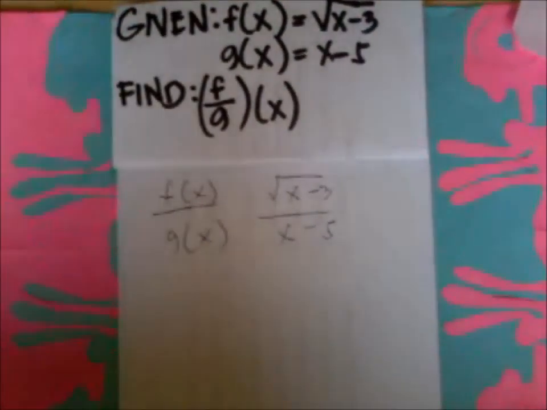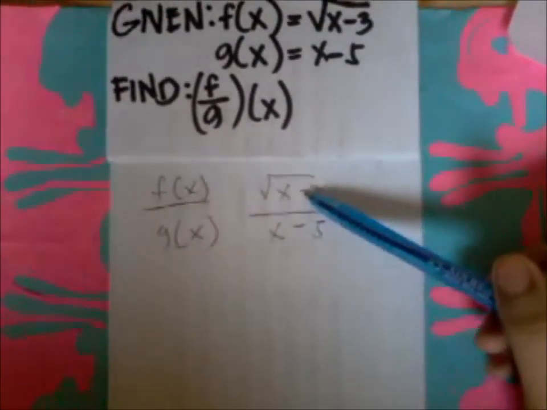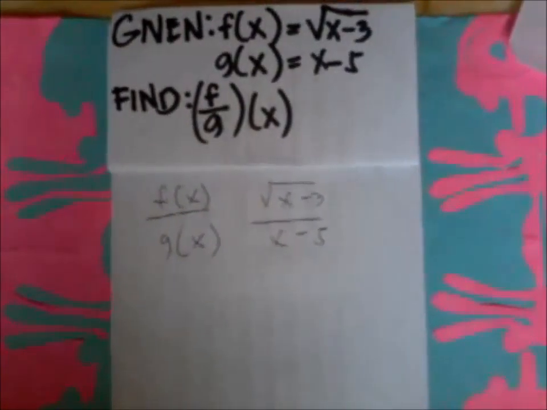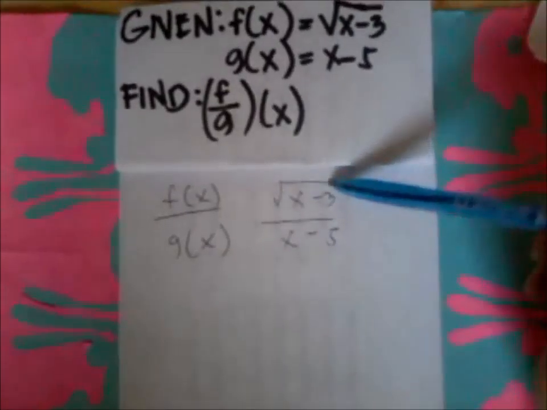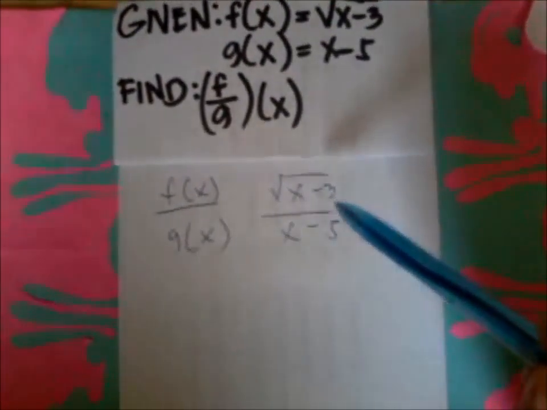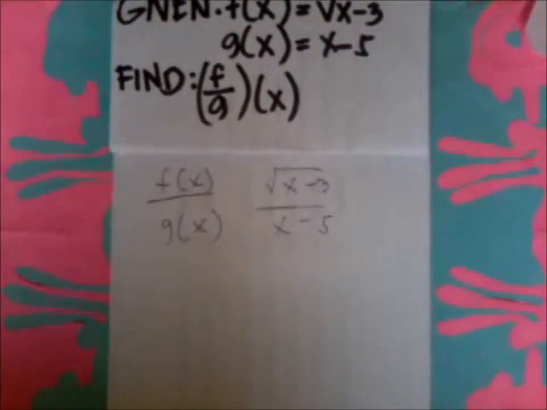We have limitations in the domain because we are talking about the square root of a radical number, square root of x minus 3. So we should have a positive or a 0 value in our numerator. This shouldn't be a negative value. It should be positive or 0. So therefore, x should be greater than 3.